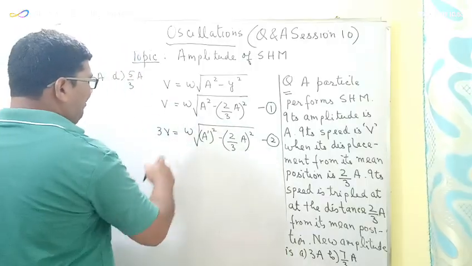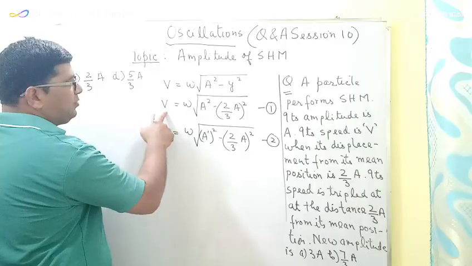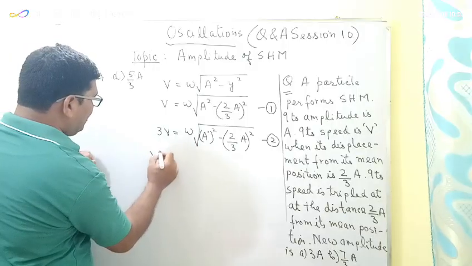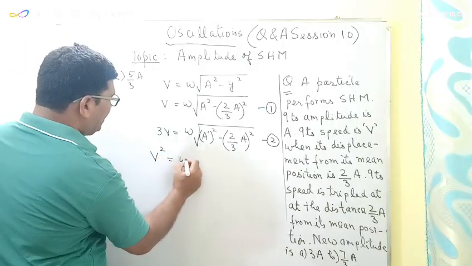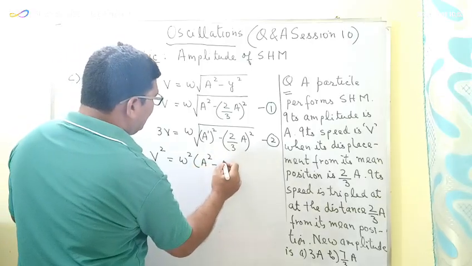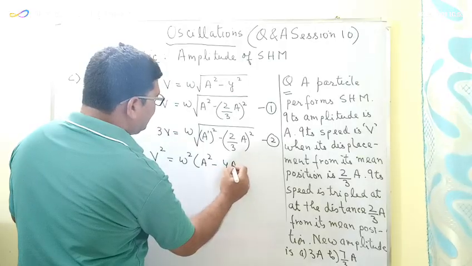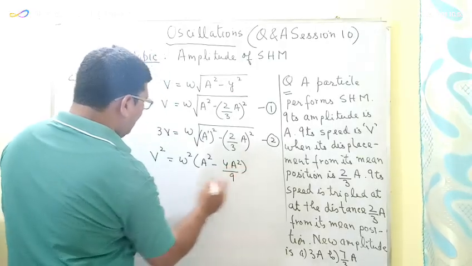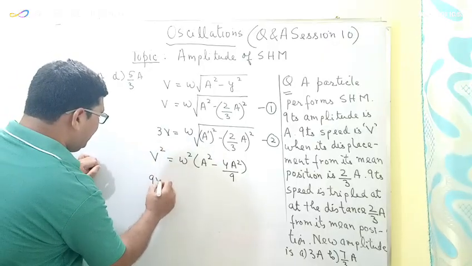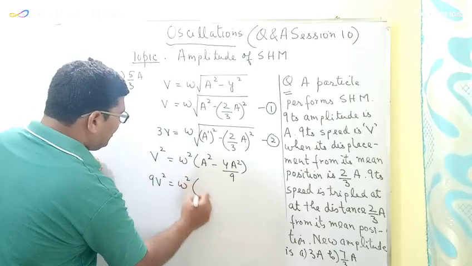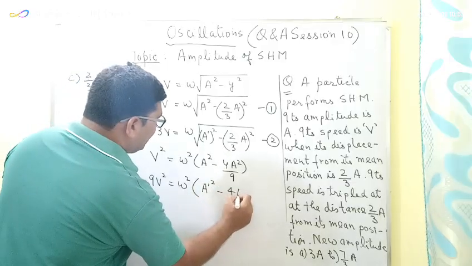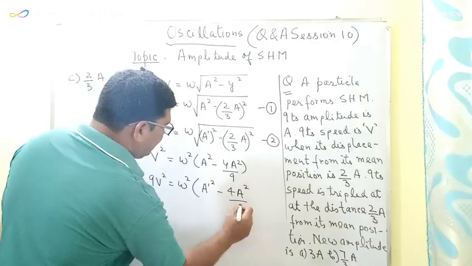So I will be simply squaring equations number 1 and 2 on both sides. So I will be getting V square is equal to omega square in bracket A square minus 4A square by 9, and the second equation will get converted as 9V square is equal to omega square into A dash square minus again 4A square upon 9.